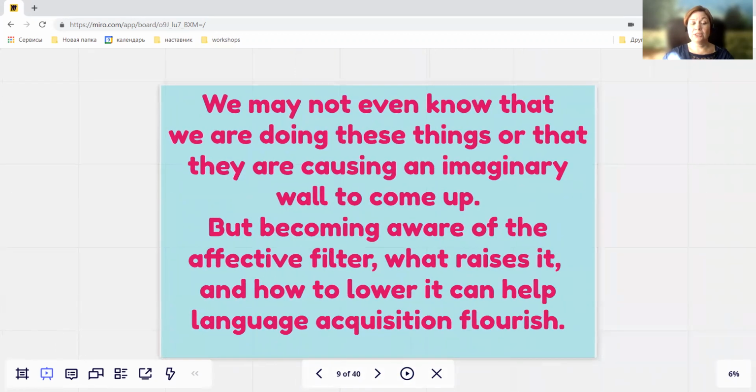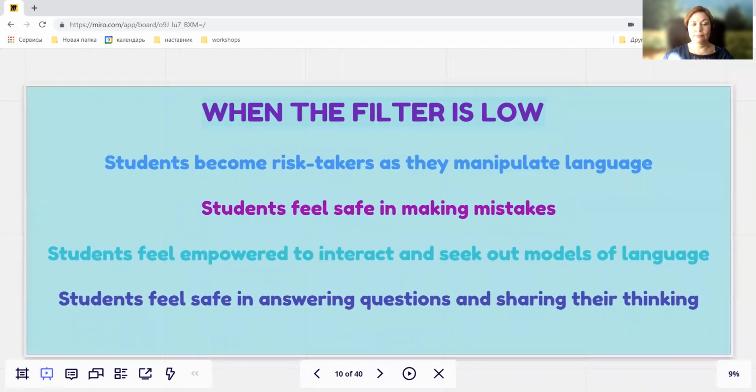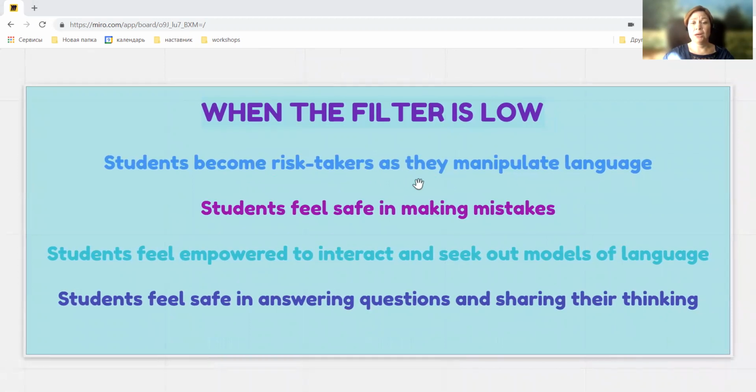Why is it important for us to understand the affective filters? Please pause the video and read the answer. The lower the filter, the more input is allowed to pass through. Students who are highly motivated, confident, and safe are more open to input. In this slide, you can see how efficient learning becomes when the affective filter is low. Please pause the webinar for some seconds and read.